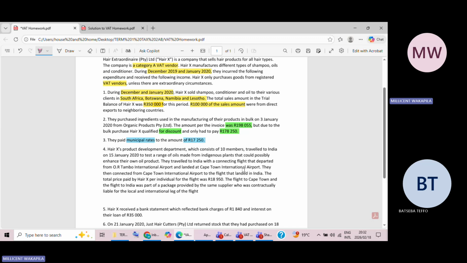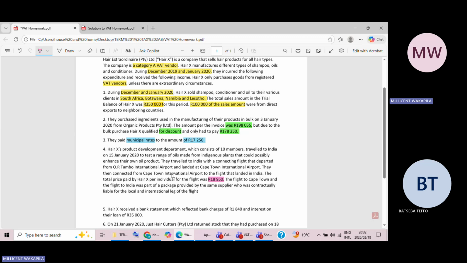They connected from Cape Town International Airport to the flight that landed in India. The total price paid by HairX individual for the flight was 18,000 rand. So this is the amount that we're gonna have to make use of. The flight to Cape Town and the flight to India was part of a package provided by the same supplier, who was contractually liable for the local and international leg of the flights, right?